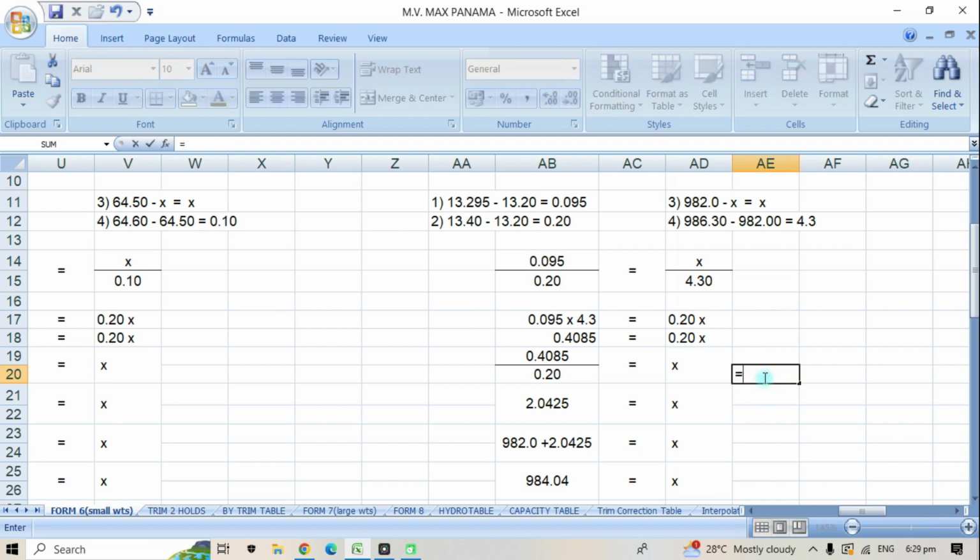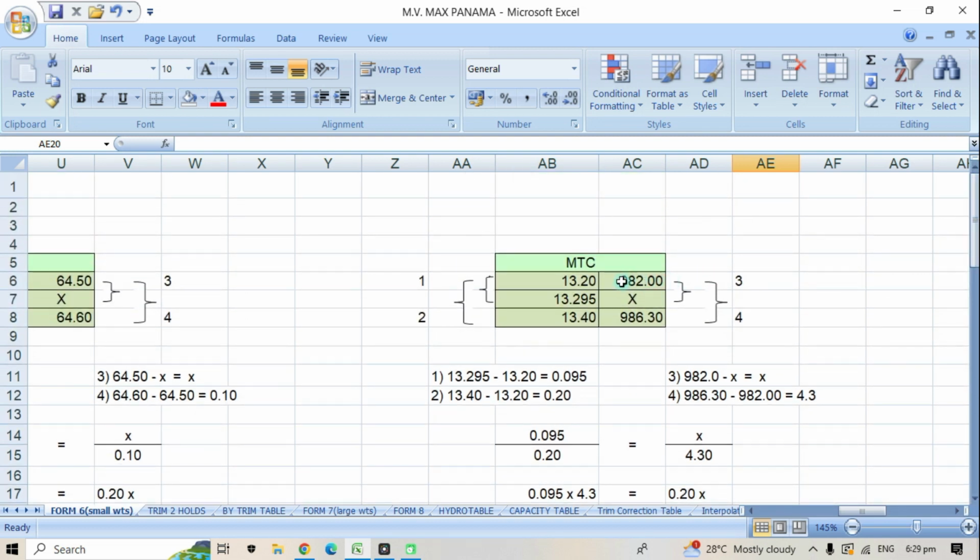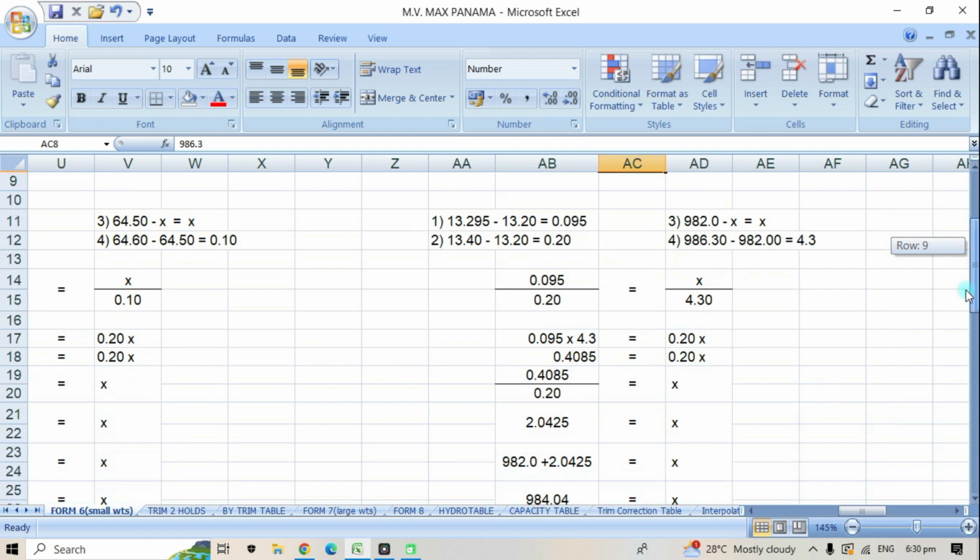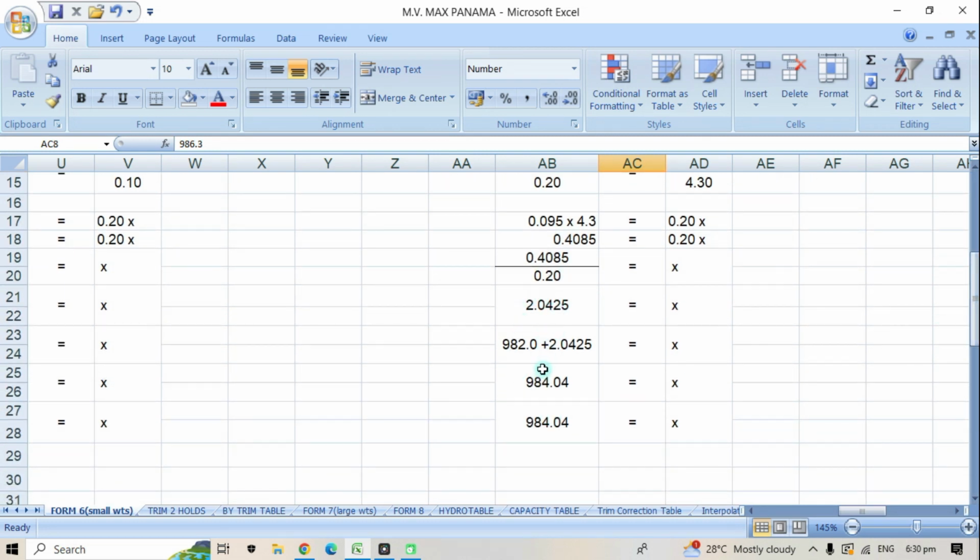You divide by this one, equals. So this is the answer, okay? That's the correct answer. Now, since you choose the upper part, you will look if it is increasing or decreasing, because it's in between. This one is going up and this one is also going up, meaning if it is increasing, you add. So 982 plus 2.0425, this will be the answer, 984.04, which is your MTC.